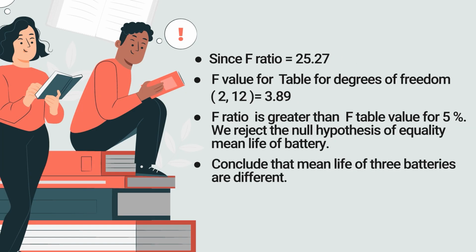Since the F ratio is 25.27, and the F value from the table for degrees of freedom 2 and 12 is 3.89, the F ratio is greater than the table value at 5%. So we reject the null hypothesis of the equality of the mean life of batteries. Our conclusion is that the mean lives of the 3 batteries are different. That means the 3 batteries do not have the same mean life. There are some batteries with more mean life than the others, and the interest may lie in finding out which battery has more life than the others.